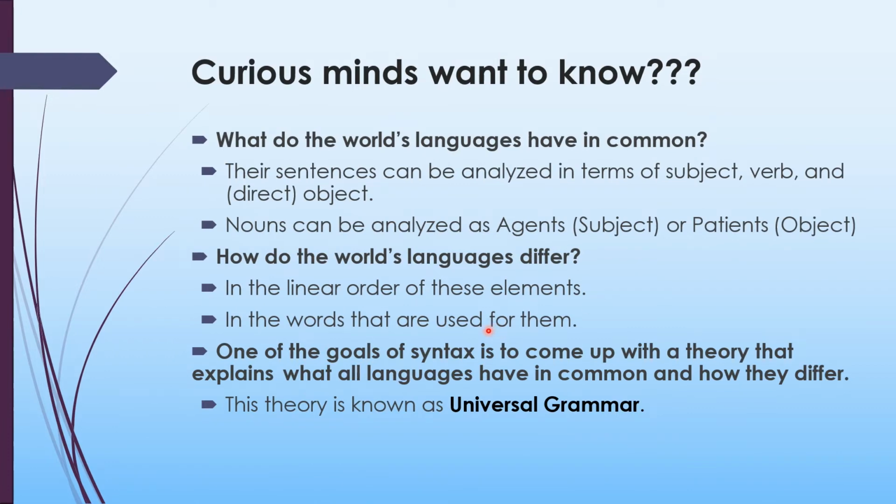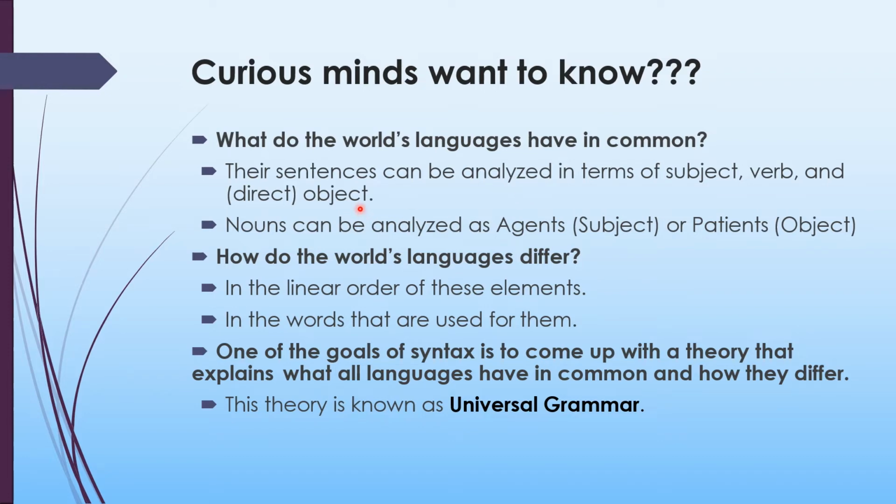But before that, our curious minds want to know what do the world's languages have in common? How do the world's languages differ? These are common questions. So to answer the first one, what do the world's languages have in common? The sentences can be analyzed in terms of subject, verb and object. For example, if you just remember a Bangla sentence, you will find subject, verb and object.